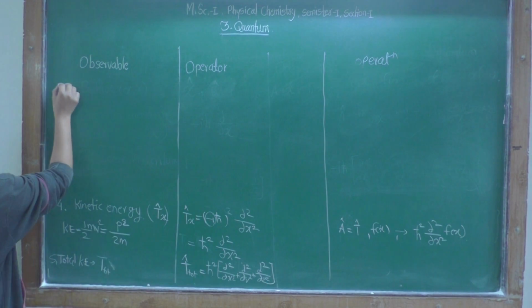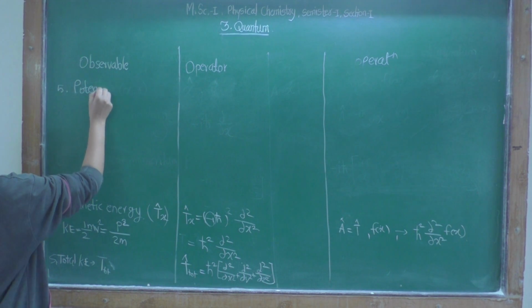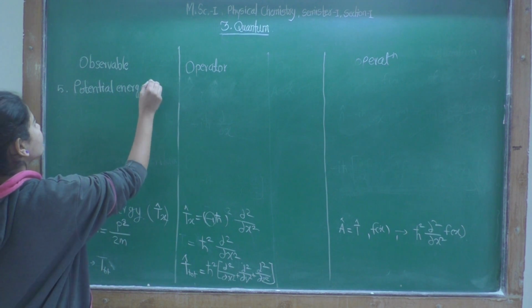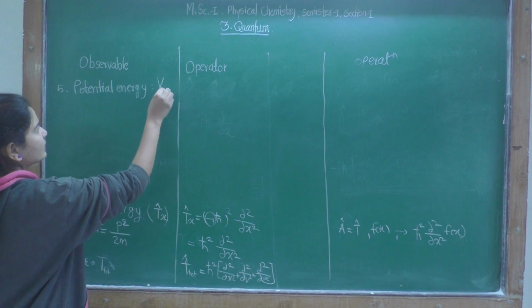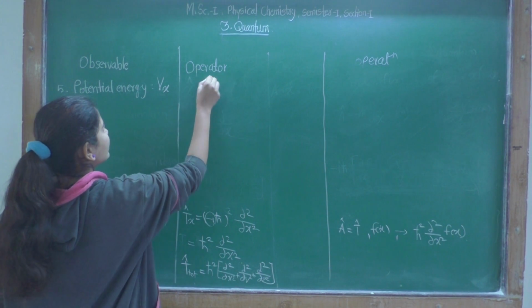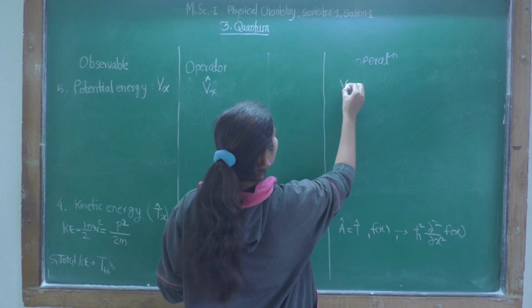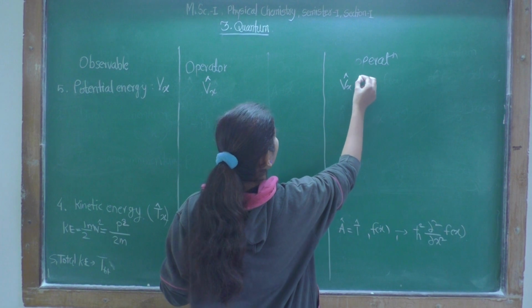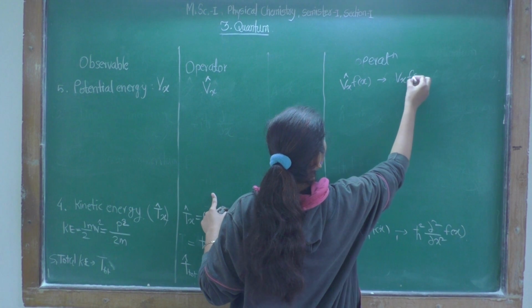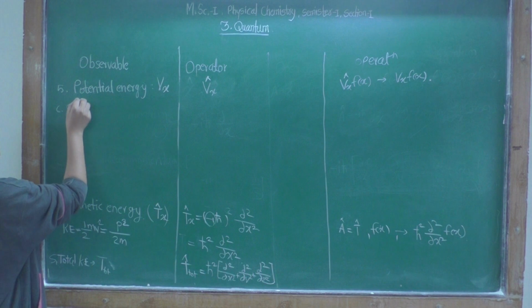The next operator is the potential energy operator. We have seen kinetic energy, so obviously it will be potential energy. It is denoted by V. For V of x, the operator is again V of x only, and the operation is just to multiply this operator to the function, then we will get potential energy times the function. This is the operation.